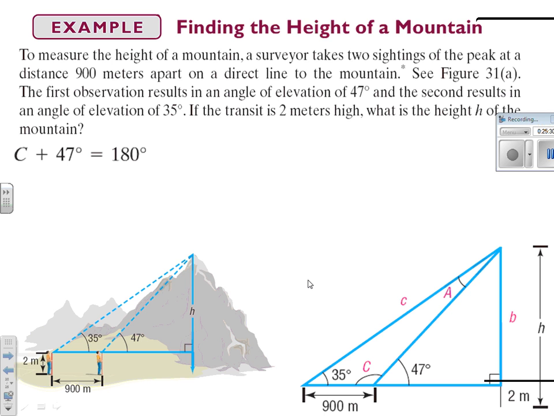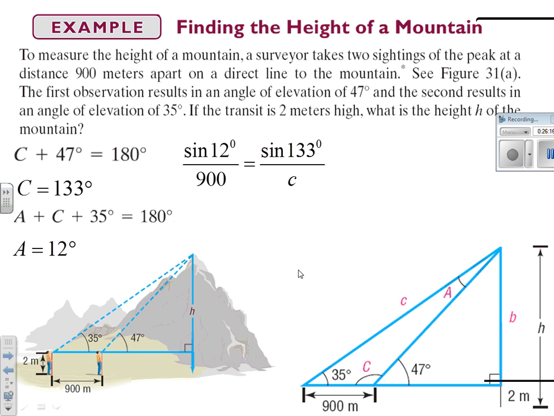So the first thing we can do is find angle C. Because they form a straight line, angle C plus 47, the two of them combined, equal 180. So I know C is going to be equal to 133. We can put that right on our angle. Now that I have 133, I can find angle A. So angle A is 133 plus 35, that's the sum, minus 180. So angle A is 12. So this is 35, this is 133, and angle A is 12.